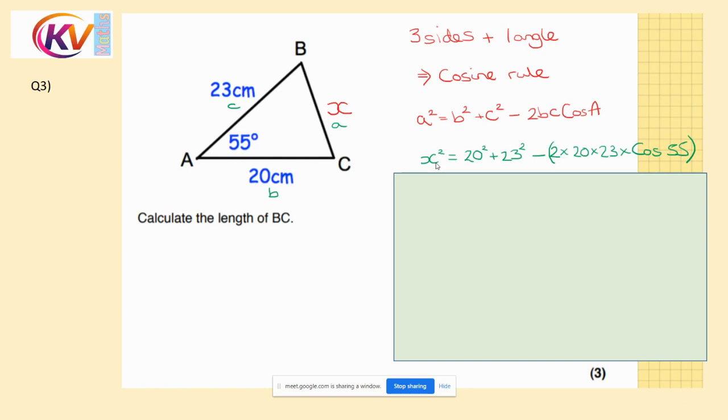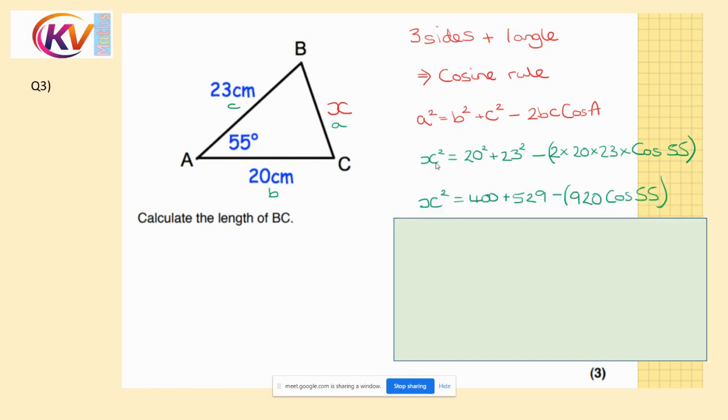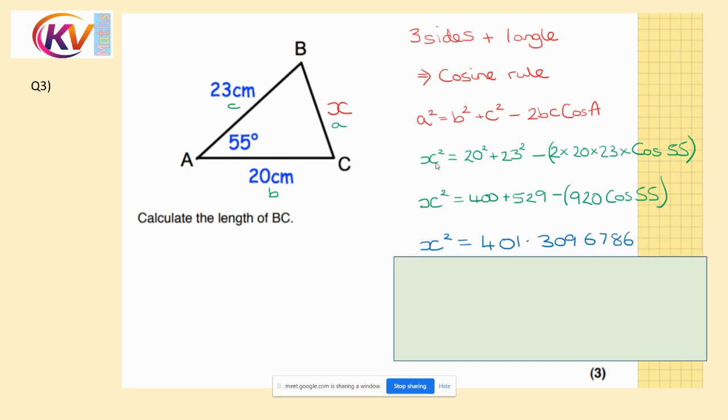Now you've got 2 choices. You can work it out step by step. Technically, because it's quite a straightforward calculation, as long as you input it in your calculator correctly, you can put all of that in using the brackets appropriately to get the correct answer. So when you simplify it, you should end up with 401.309, etc.